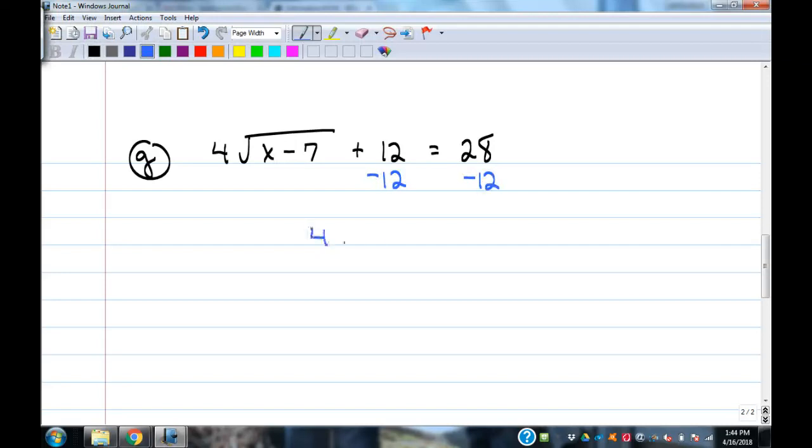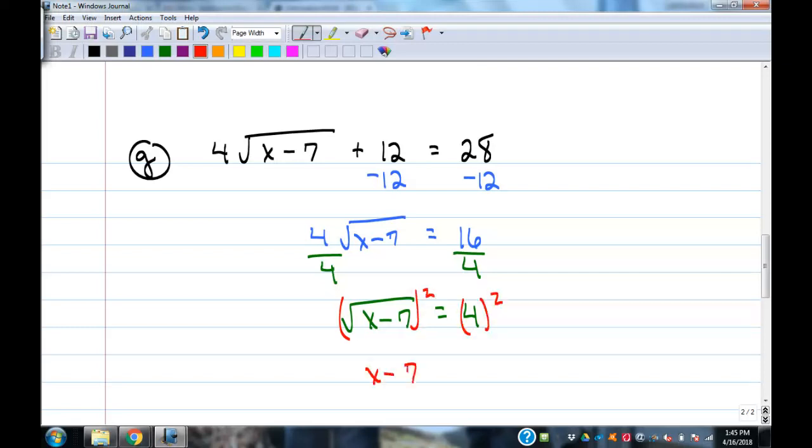It's going to be 4 radical x minus 7 is equal to 16. Now what? Divide by that 4 that's in front. We've got to get rid of that guy. So divide by 4. Good. And 16 divided by 4 is 4. Now the radical is by itself. We can square both sides.